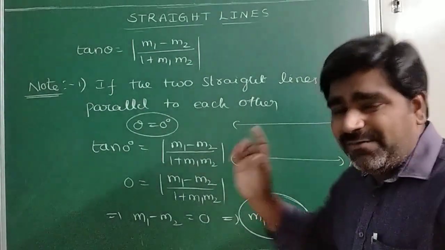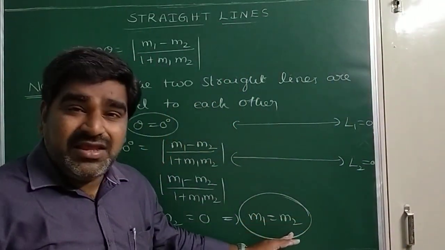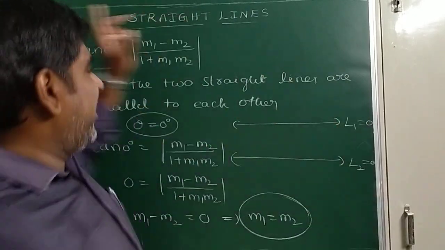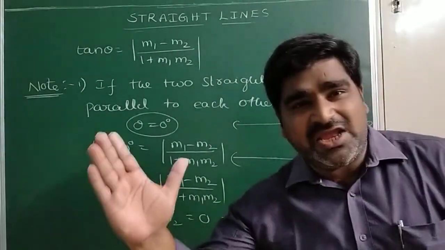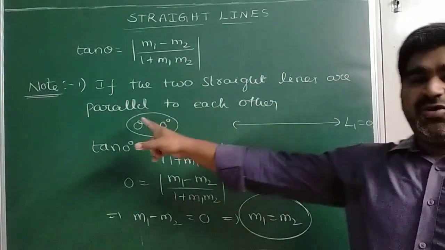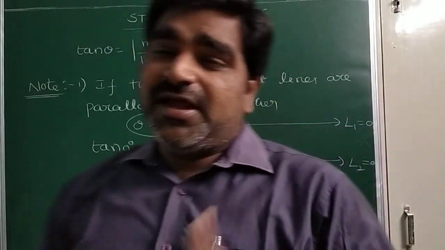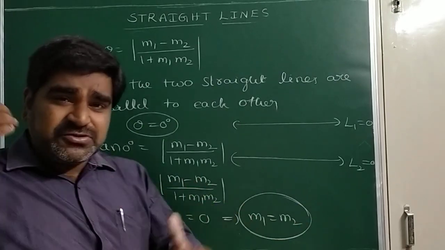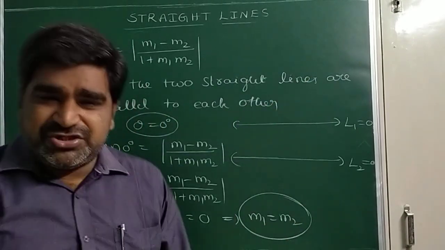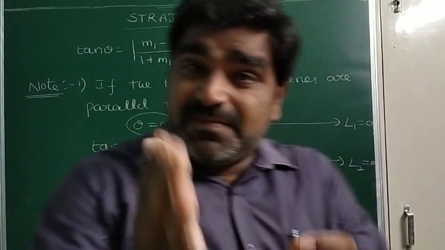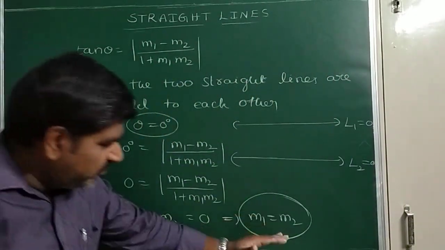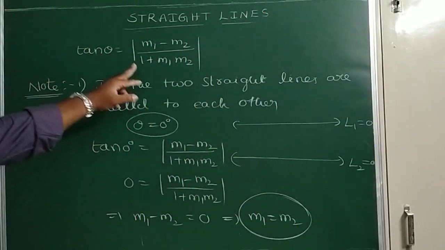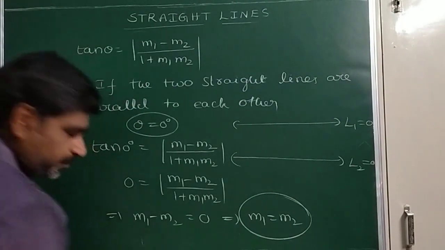What are m1 and m2? They are the slopes. They are equal. When the slopes are equal, the two straight lines are parallel to each other, and vice versa. If the two straight lines are parallel, then the slopes are equal. If the slopes are equal, then the two straight lines are parallel to each other. This is the first case based on this concept.